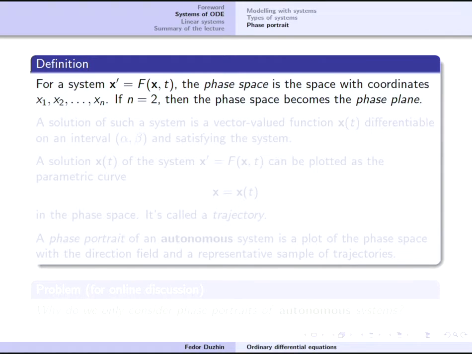Okay, here is the definition. The phase space of a system of differential equations is the space where the coordinates are the unknown functions. So in other words, among all possible variables, we exclude the independent variable.